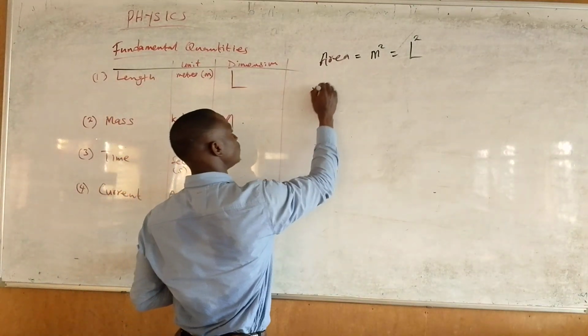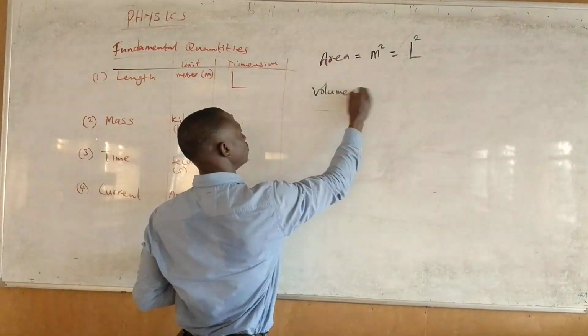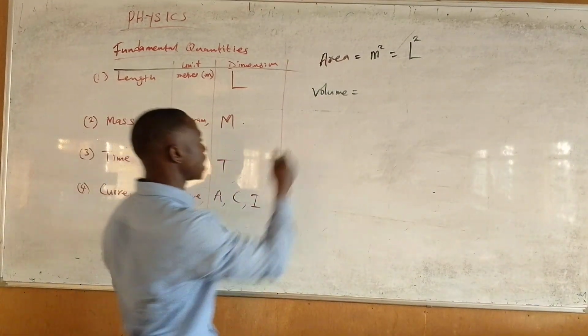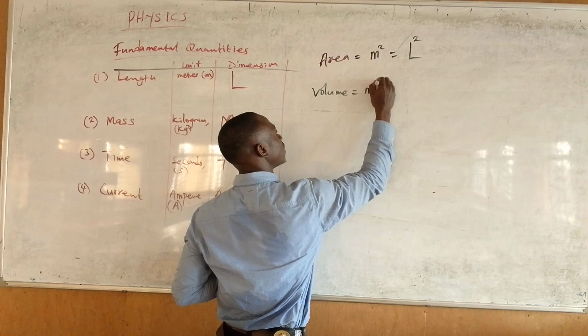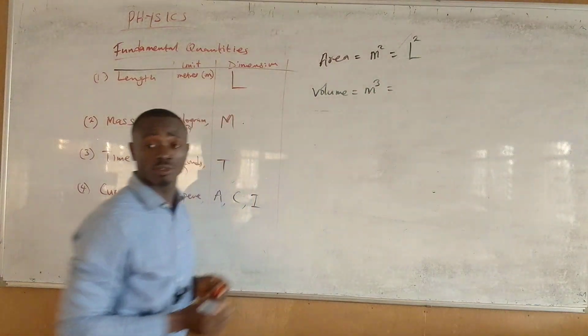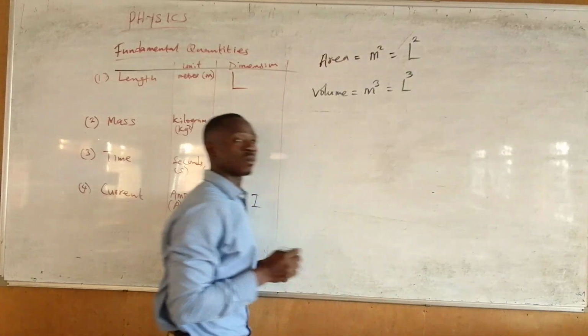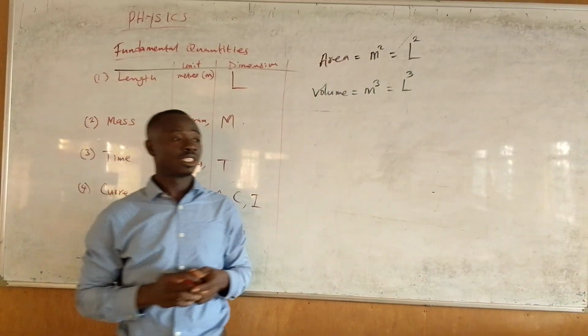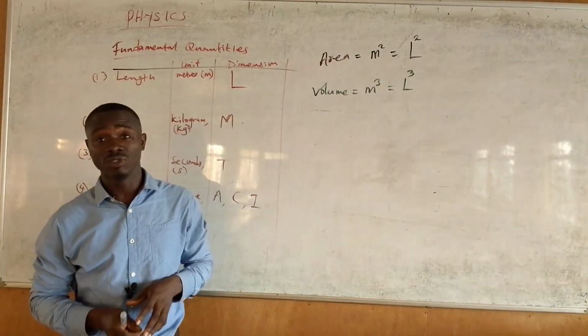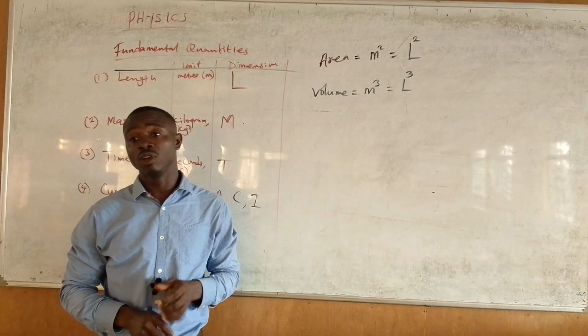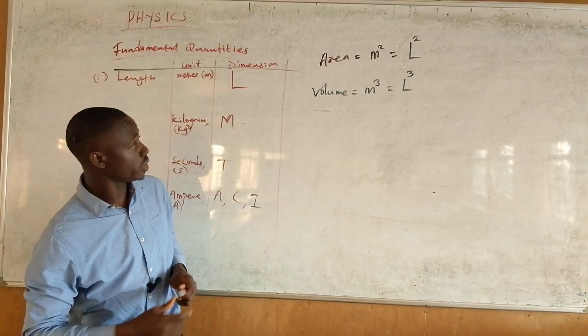Then if you go to volume, what's the unit for volume in terms of meter? This is going to be meter cube. So definitely the dimension for volume is going to be L raised to the power of 3. Although there are some dimensions where you will need the knowledge of indices, even the knowledge of simultaneous equations. We are going to get there soon.